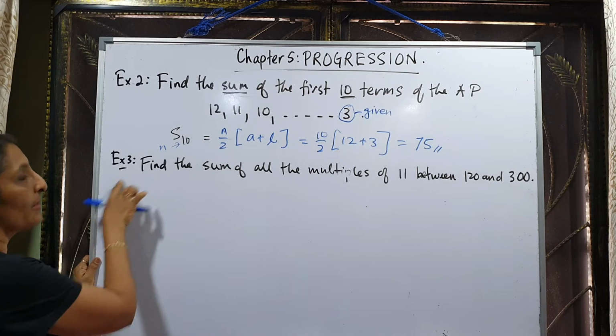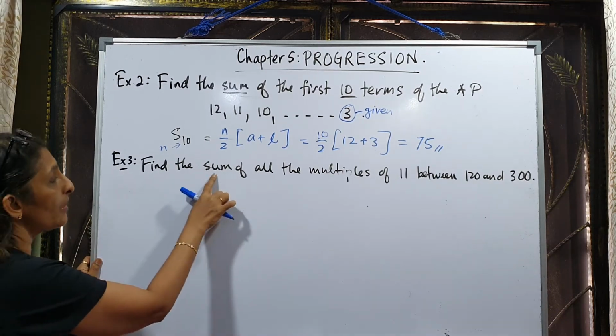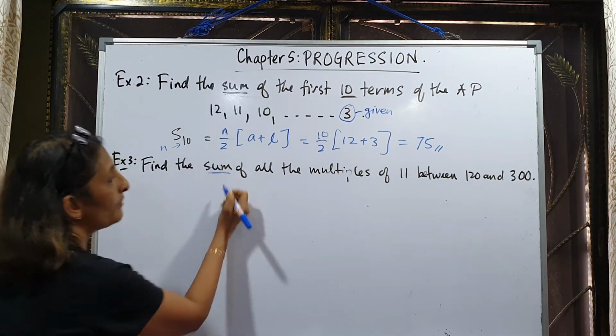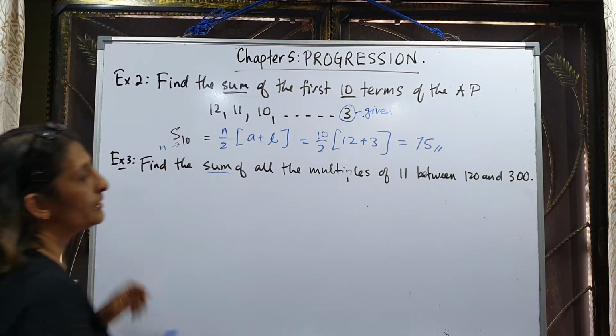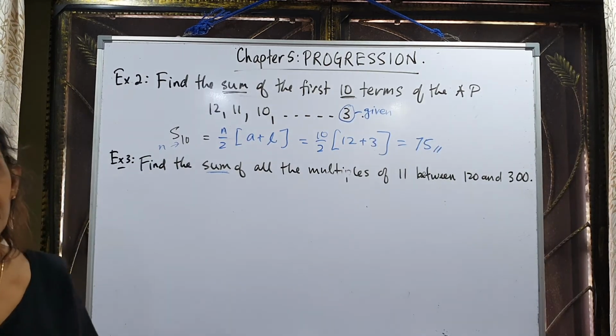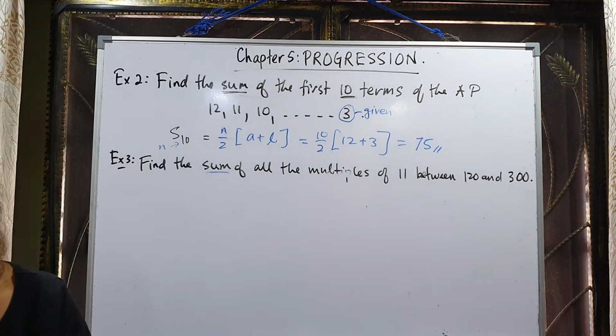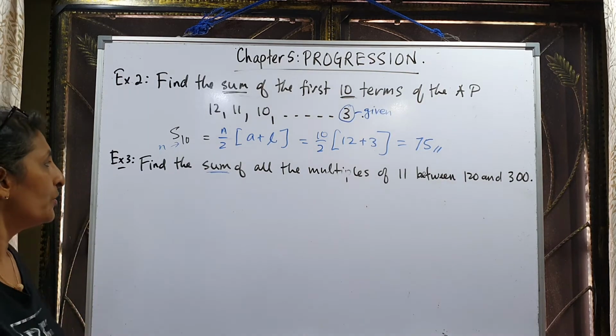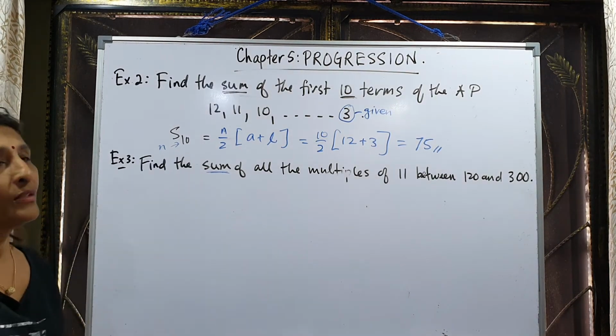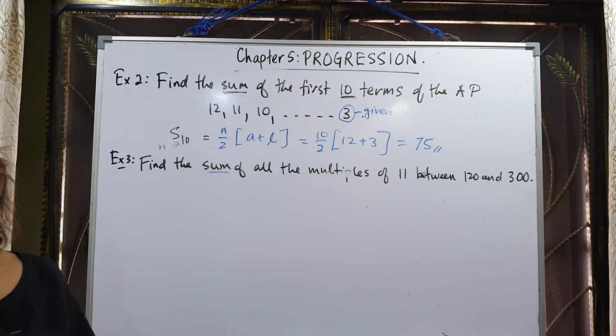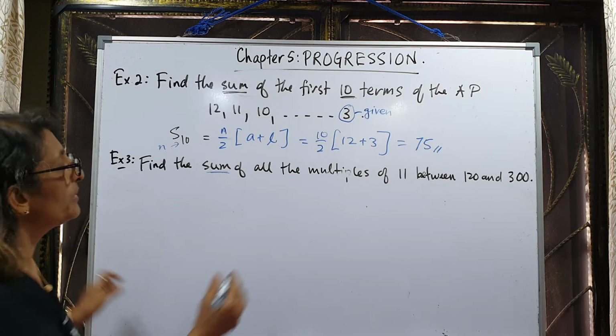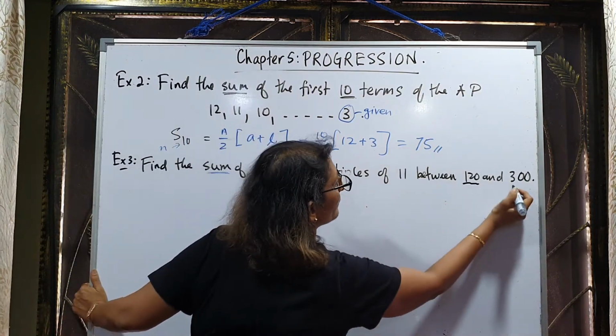Okay, now let's do example 3. Find the sum of the multiples of 11 between 120 and 300. Now in this question, the progression is not given to you. There's no progression here, so you have to form your own progression. Therefore you have to find what are the multiples of 11 between 120 and 300.